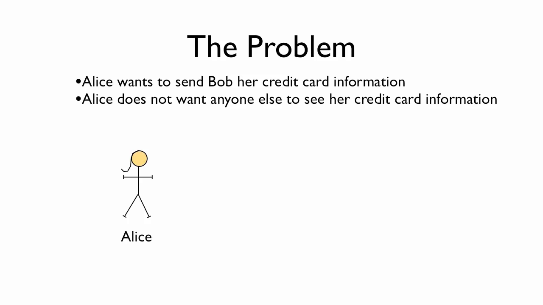Here we have Alice, and here we have Bob, and here's her credit card. Alice has that on her person. She wants to be able to send that across an unsecured medium to Bob. Maybe it's from one side of a stadium to another and she's going to yell it out, or maybe she's transmitting it across the internet.